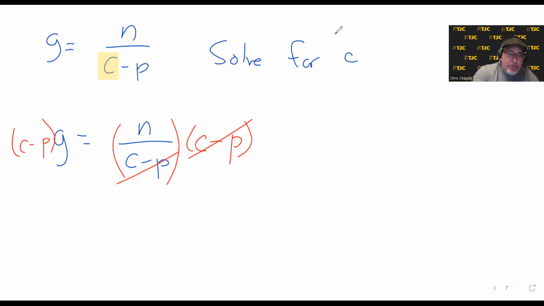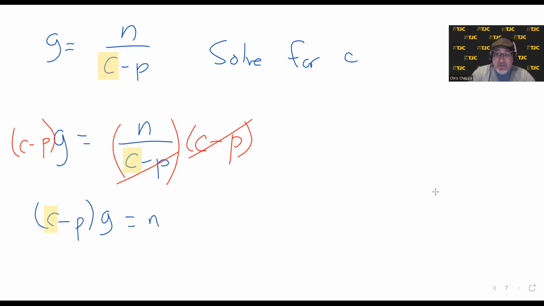But continuing with the problem, that leaves C minus P times G equal to N. All right, well, the good news is we got the C out of the denominator, but now it's trapped inside of a multiplication problem inside of parentheses. So keeping in mind that we're solving for C, there's two reasons the C is not by itself now. It's inside of a multiplication problem, and it's part of a subtraction problem.